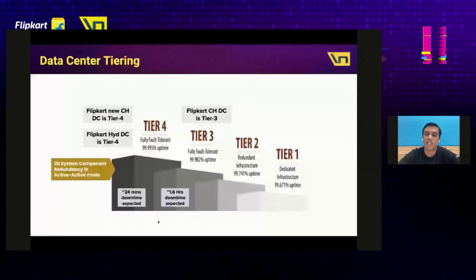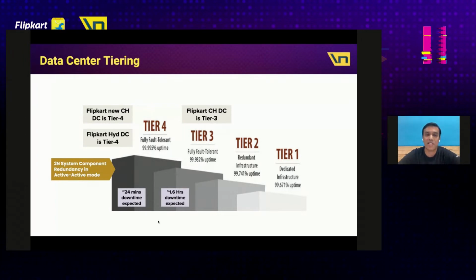Data centers are classified into multiple tiers based on their availability and fault tolerance, with tier 1 being the worst and tier 4 being the best. One of our Chennai data centers, which we have today, is a tier 3 data center, and it has a 99.982% uptime, which means it can go down approximately 1.6 hours annually. Whereas the new Chennai data center and the Hyderabad data center are tier 4 data centers, which are expected to go down approximately 24 minutes in a year.